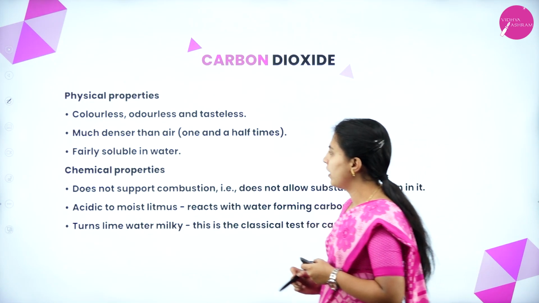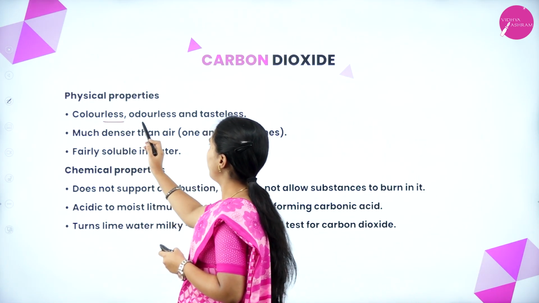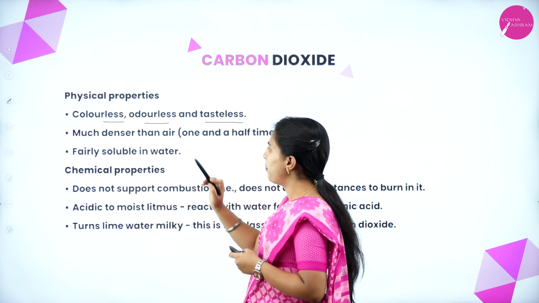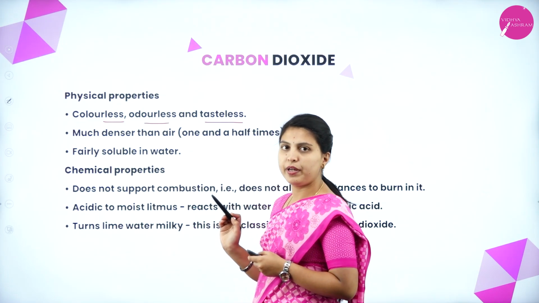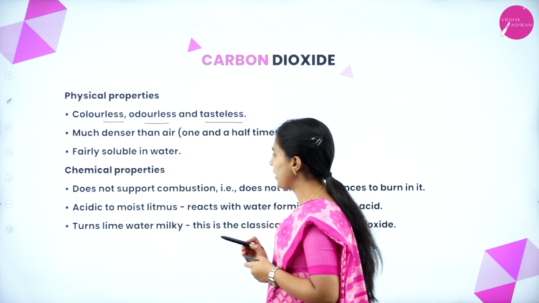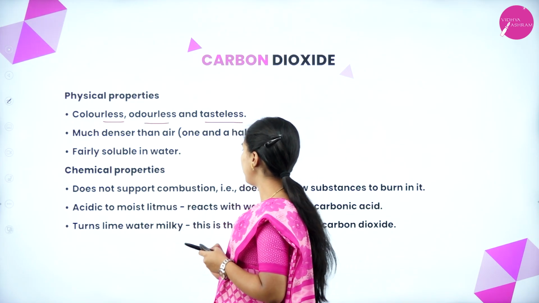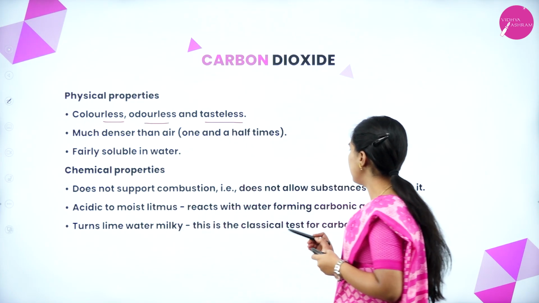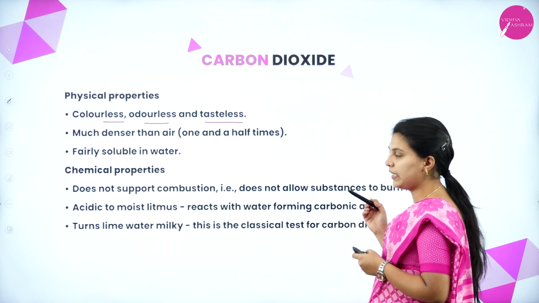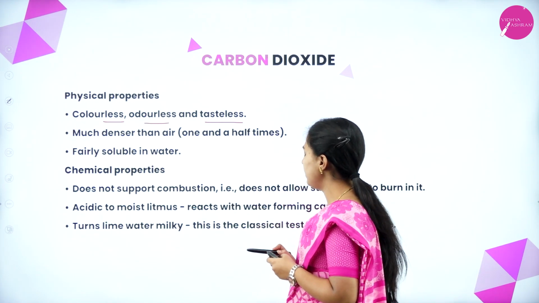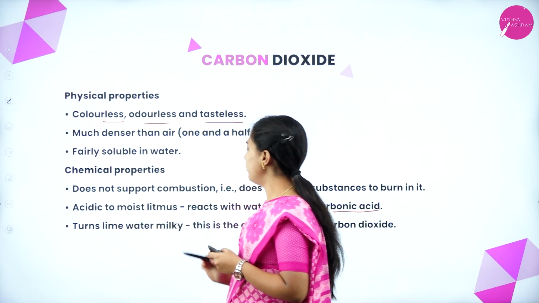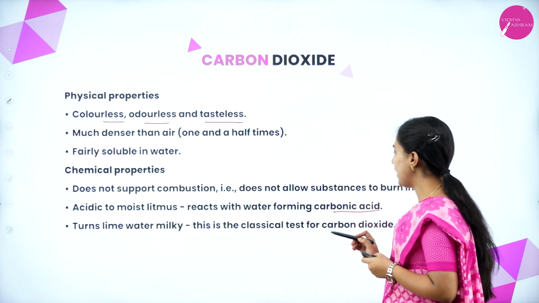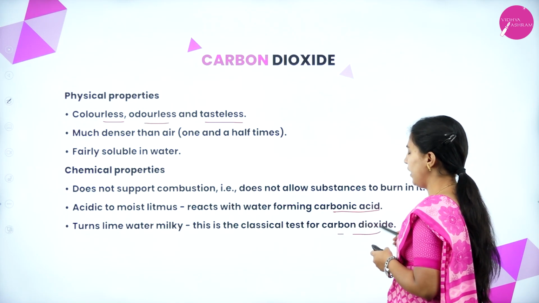Physical properties: colorless, odorless, tasteless, much denser than air, fairly soluble in water, like carbon monoxide. Next, chemical properties: it does not support combustion, that is, it does not allow substances to burn in it. It is acidic to moist litmus, reacts with water forming carbonic acid, and turns lime water milky. This is the classical test of carbon dioxide.